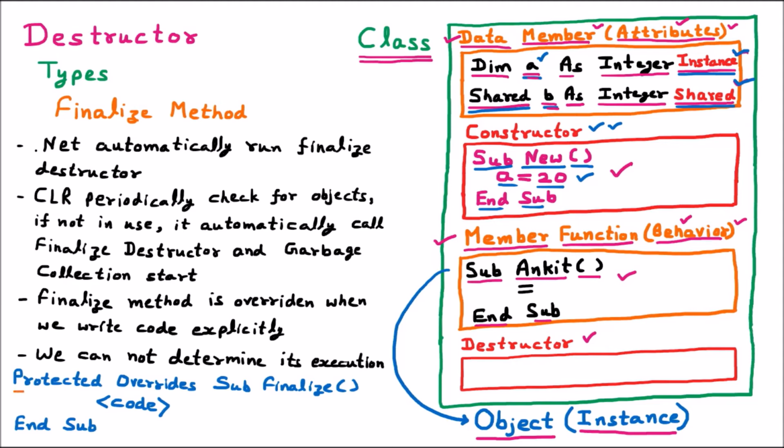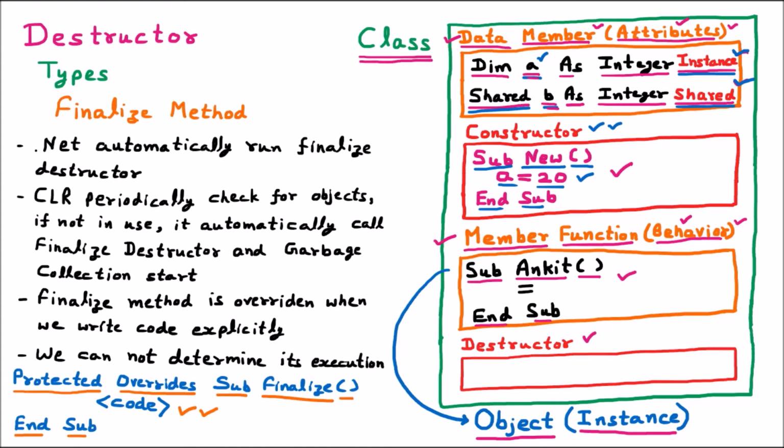So here we are mentioning Protected. Protected means only the derived class can access this. Override means the code is already defined in the system, and we are going to override that. So the code which we are mentioning here will work. Now Sub means no return type. Then Finalize. So this is the finalize destructor. It is an available method, that's why it is also called the finalize method. And it ends with End Sub. In between we write the code which we want to run. So this is the first type of destructor, which is called the finalize destructor, and because we are using the finalize method for that, it is also called the finalize method.